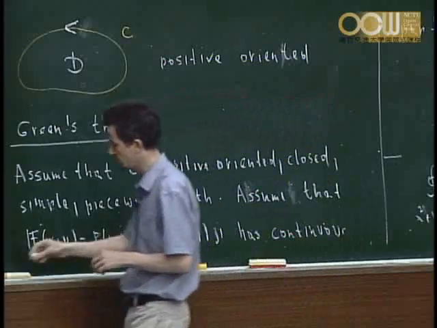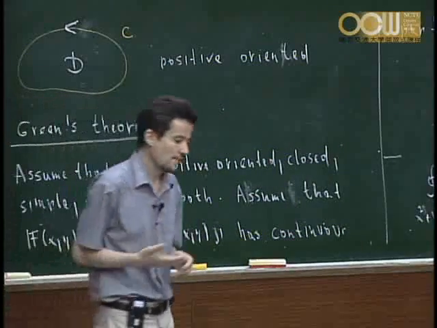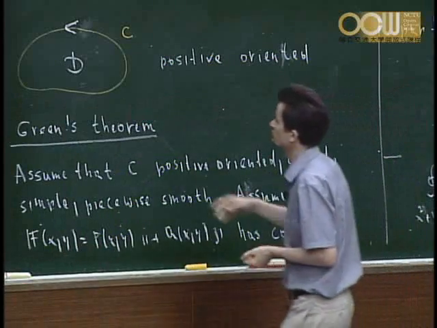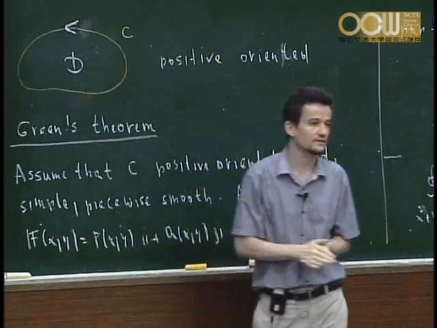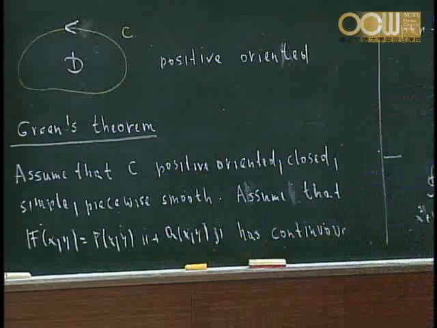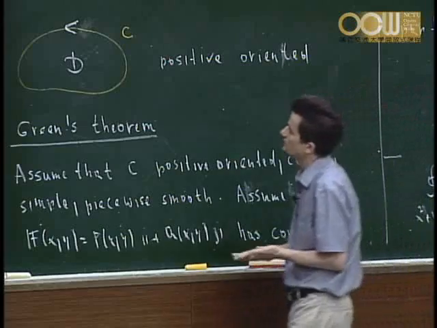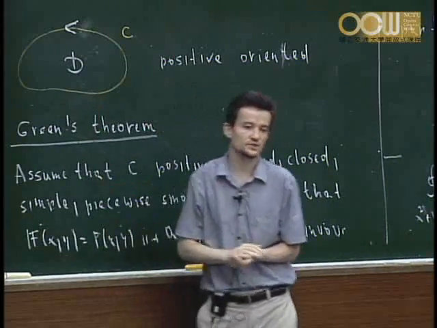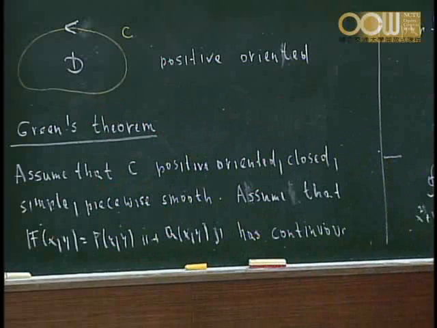Actually, proving Green's theorem is not easy. It's easy to prove if you make additional assumptions for D, but under this general setting, it's quite complicated to prove. In our textbook, you find a proof where we have some additional assumption for D. But the general theorem is not easy to prove.